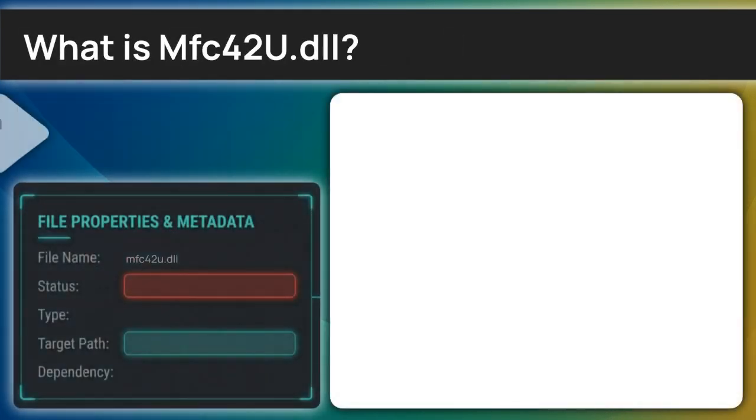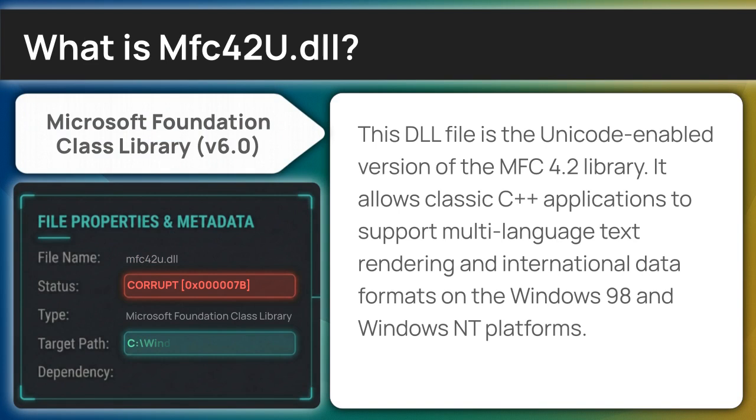This DLL file is the Unicode-enabled version of the Mfc4.2 library. It allows classic C++ applications to support multi-language text rendering and international data formats on the Windows 98 and Windows NT platforms. Let's get to work.